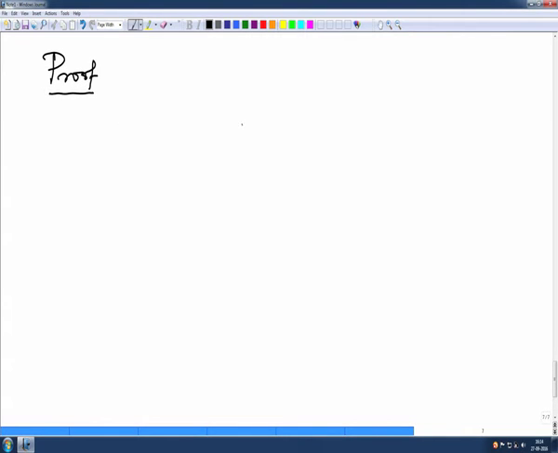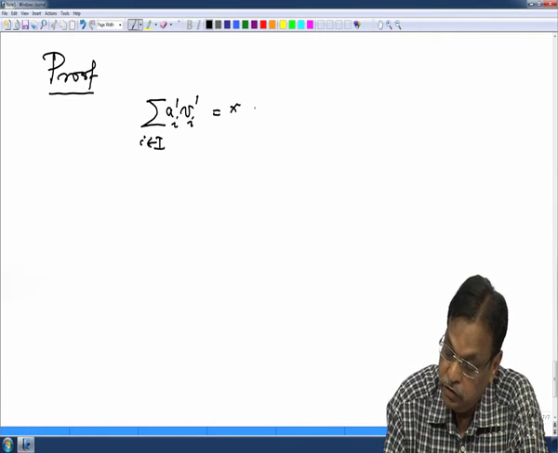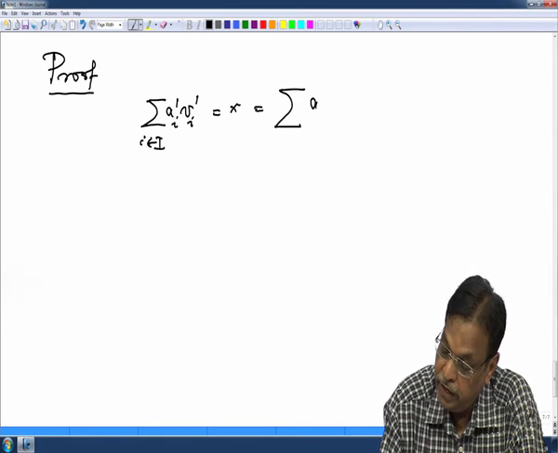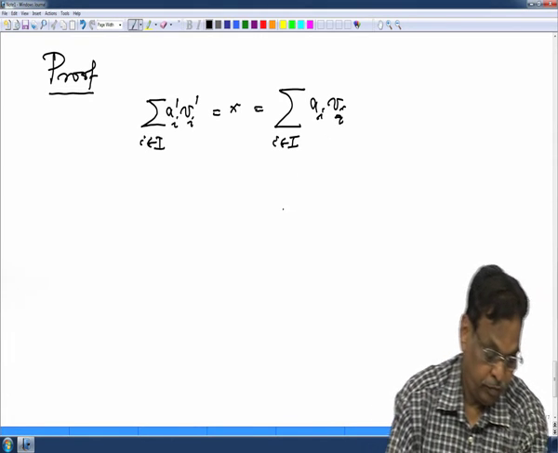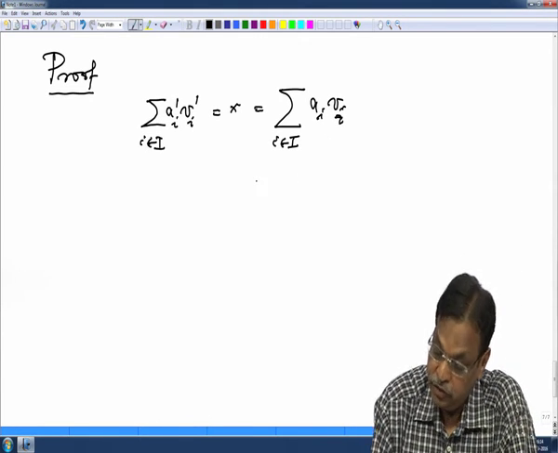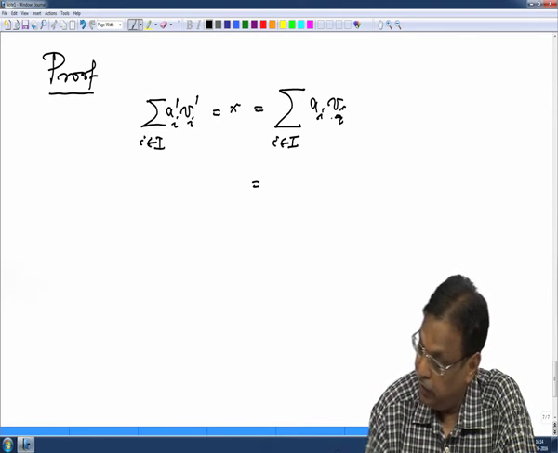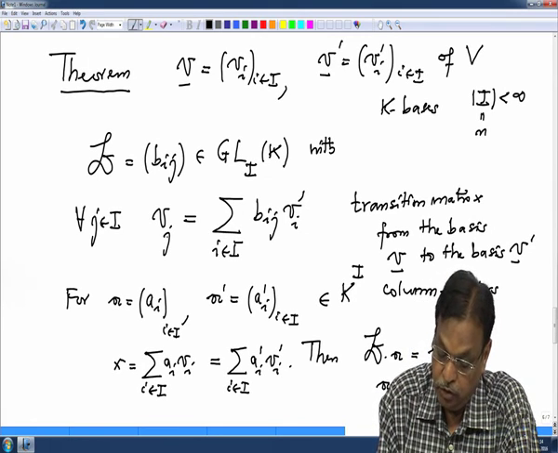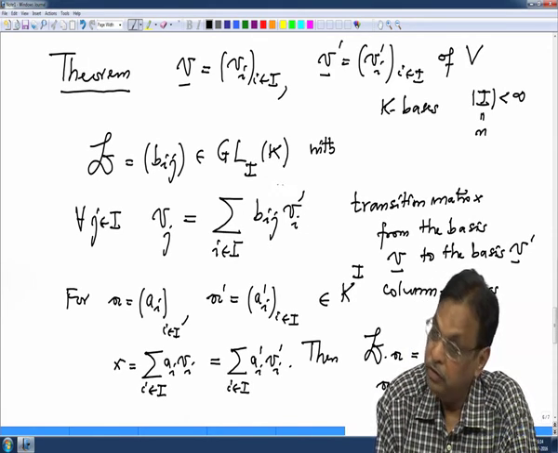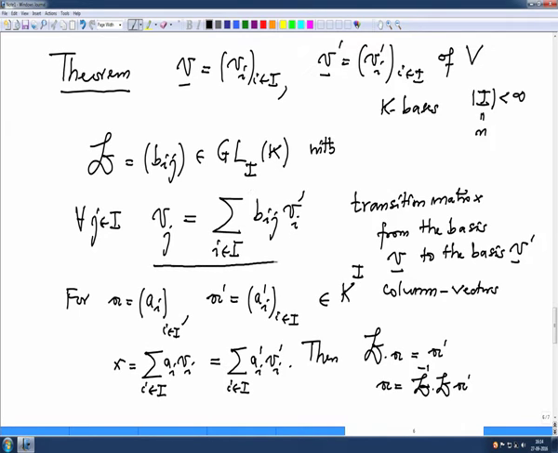Okay. So, start with x. On one side it is a prime, v prime. On the other side it is summation a_i v_i. But this is the same as, now I am going to substitute this v_i. I just want to remind you what I am going to substitute: v_j equal to this, for each v_i.